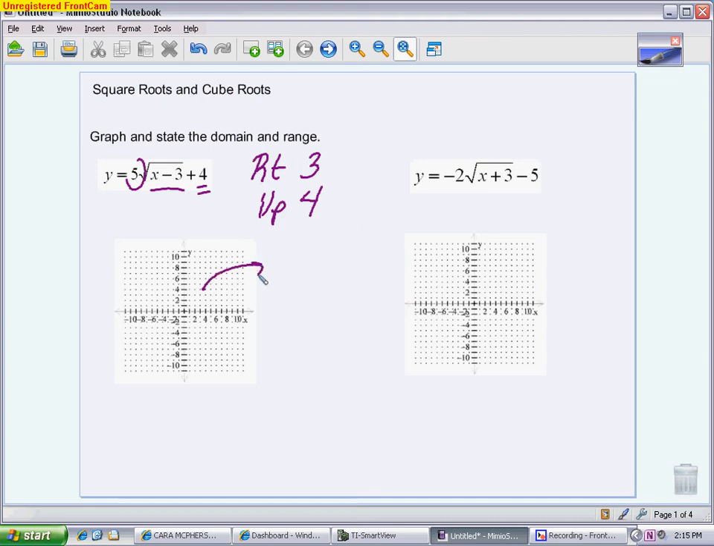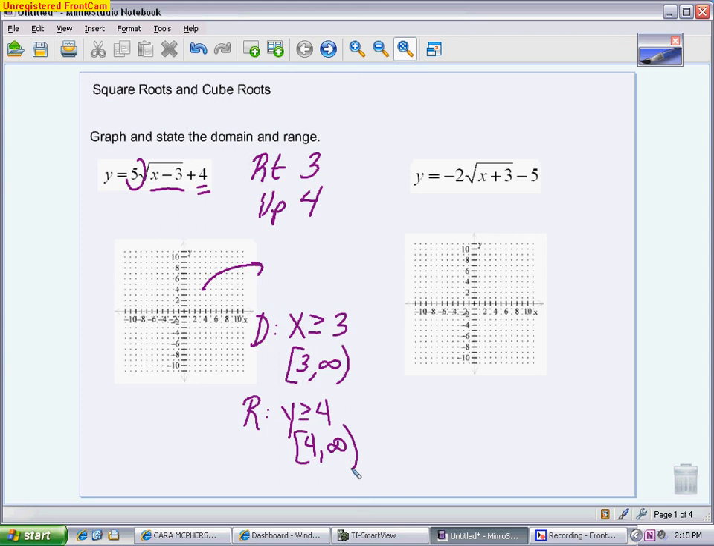Now with domain and range, your domain is your x values. So this x value is starting at 3. That's the first number you can put in, and then any number bigger than that. There are a lot of ways to write that. You can write it x greater than or equal to 3. You can also write it in a notation where you go from 3 to infinity. My range is starting at a height of 4 and then continuing to go up. So one way to write that is y is greater than or equal to 4. The other way to write that is going from 4 to infinity.